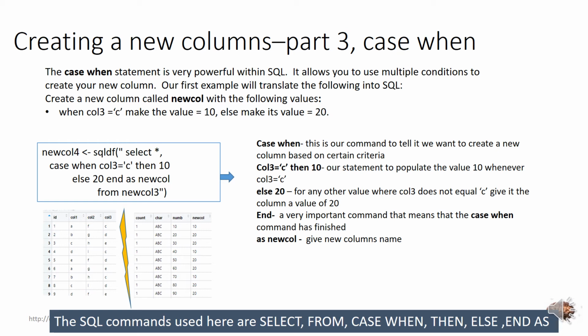So we're going to create a new data frame called new col4, and we're going to break down this case when statement even further. Case when. This is our command to tell it we want to create a new column based on certain criteria. Col3 equals C then 10. This is our statement to populate the value 10 whenever col3 equals C. Else 20. For any other value where col3 does not equal C, give the column a value of 20.